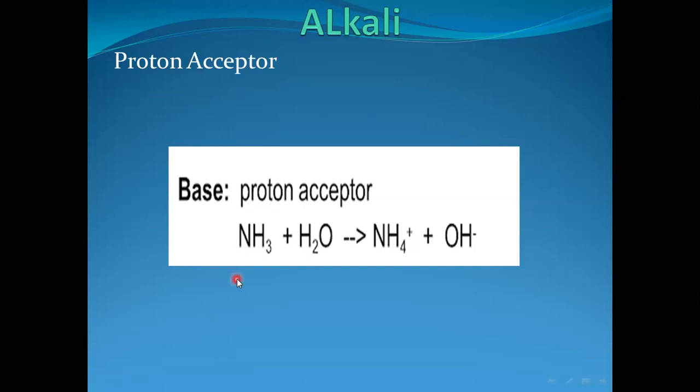Why? Because it gains a proton. It can gain a proton from water. So NH3 plus H2O will form NH4 plus OH. Here it was NH3. After gaining one hydrogen, it became NH4. So this is a proton acceptor.